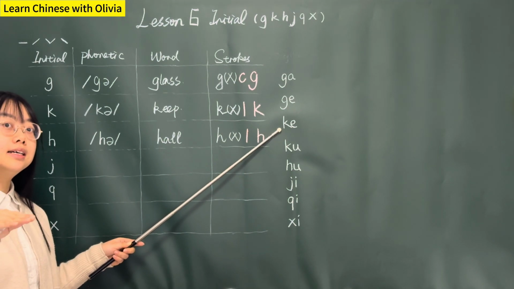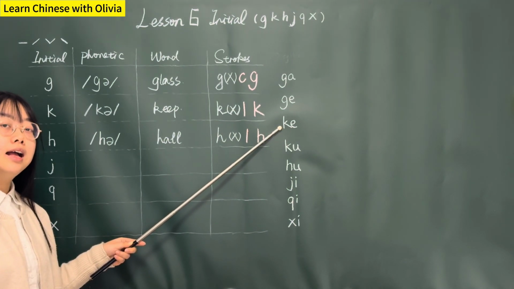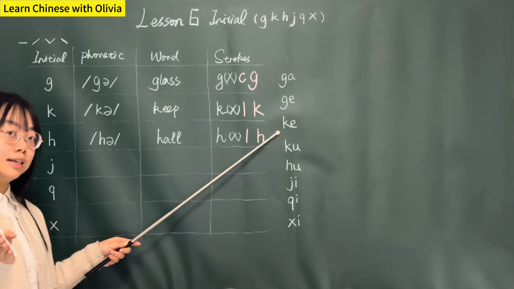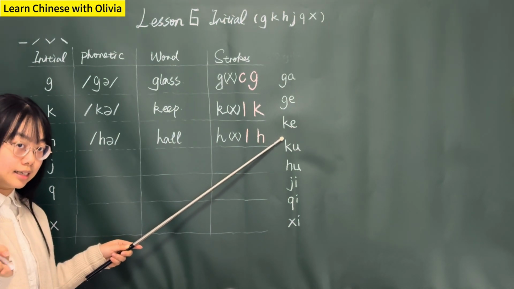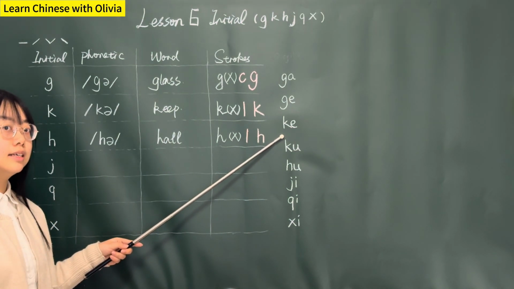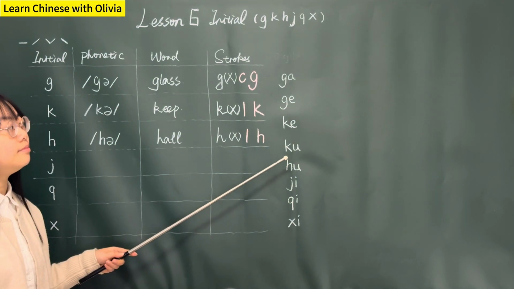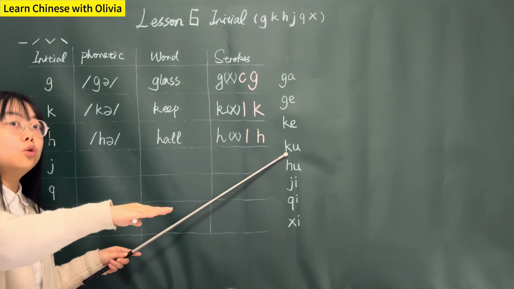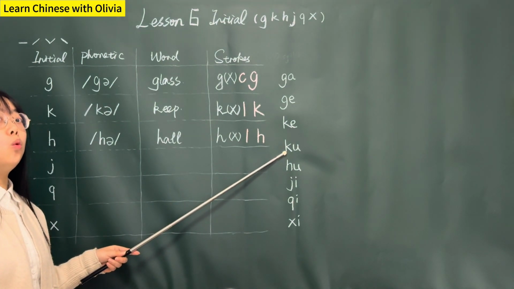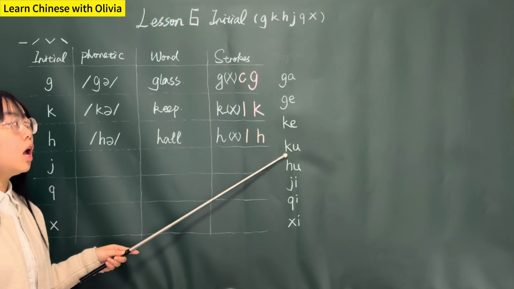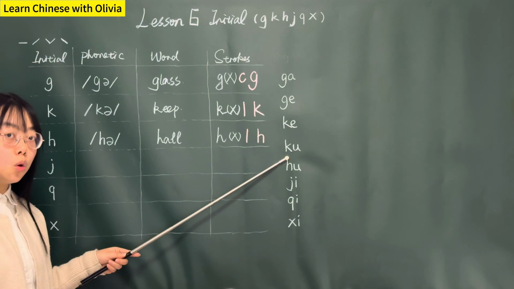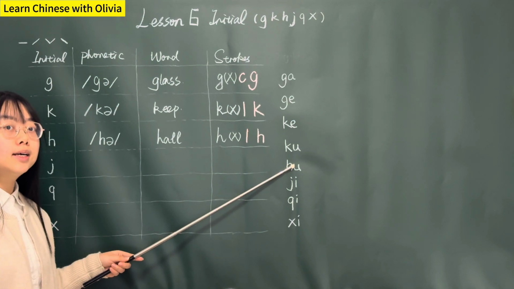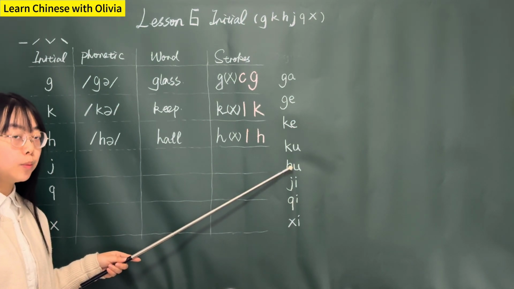The next one. K, e, ke with the four tones. The next one. K, u, ku with the four tones.